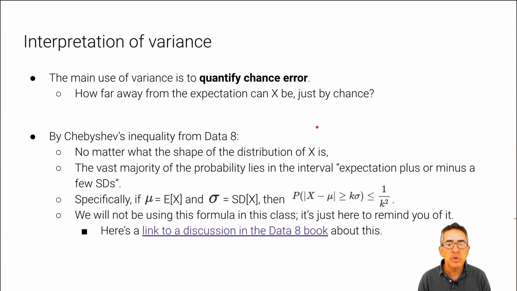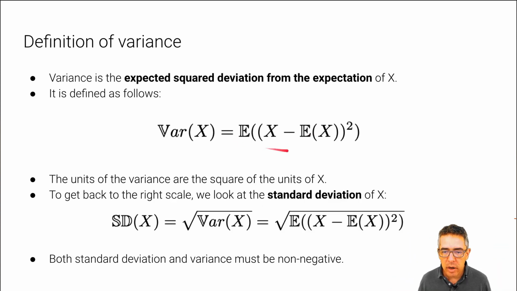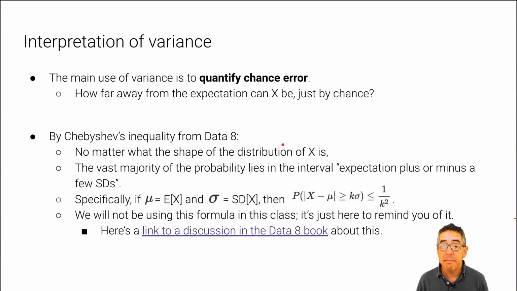So we use the concept of variance to try to quantify chance error, basically. How far away from its expectation can x be just by chance? By chance we mean, very specifically, according to the probability distribution that defines x. When we use the word chance or at random in this context, we always mean if we draw from its probability distribution.